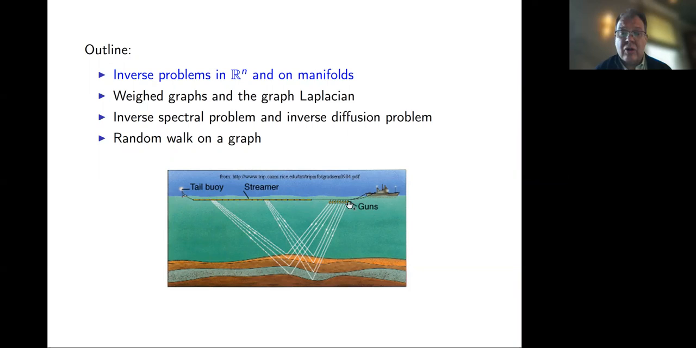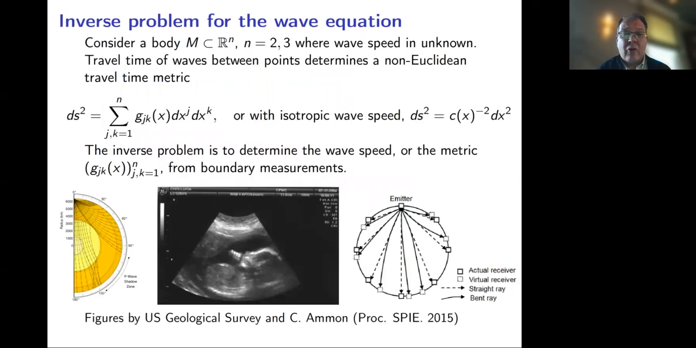the waves. So let me recall that the classical inverse problem for the wave equation is that you consider a body, typically in three dimensions in Euclidean space, and you want to find the wave speed that corresponds to a Riemannian metric. Indeed, the travel times of waves can be considered as a non-Euclidean metric. And in an acoustic medium, for instance, it can be written in terms of a Riemannian metric. So reconstructing the medium, for instance this picture here, the intermediate step would be to reconstruct the wave speed or the Riemannian metric in the medium.